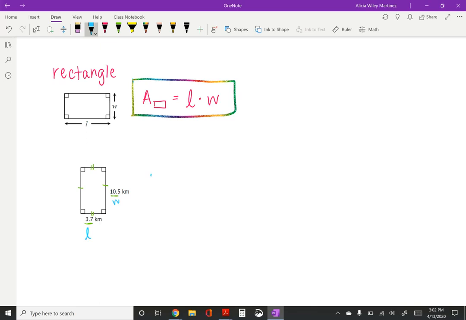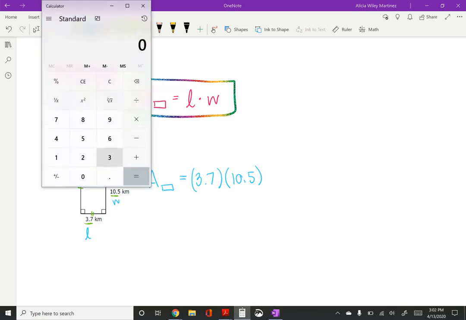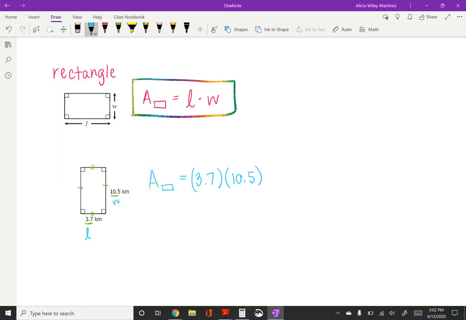So when we go to find the area of this rectangle, it's going to be equal to the length, which is 3.7, times the width, which is 10.5. Then you would calculate that on the calculator: 3.7 times 10.5, and I get 38.85. Depending on how they want you to round it, we're going to go to the hundredths place here, so I am going to have the area as 38.85.